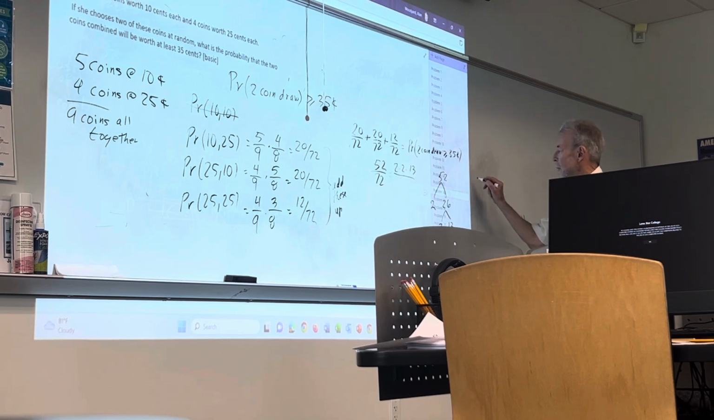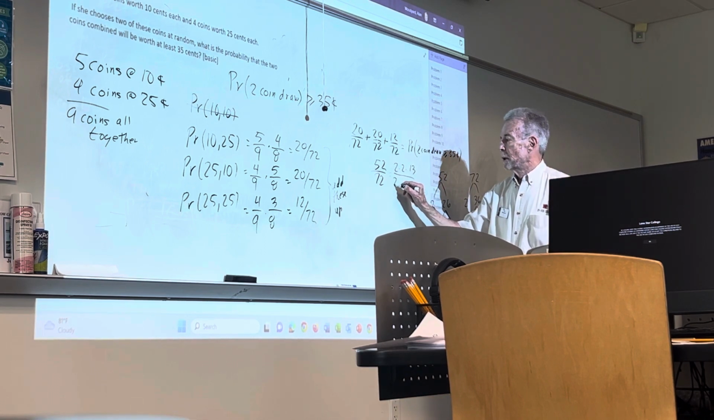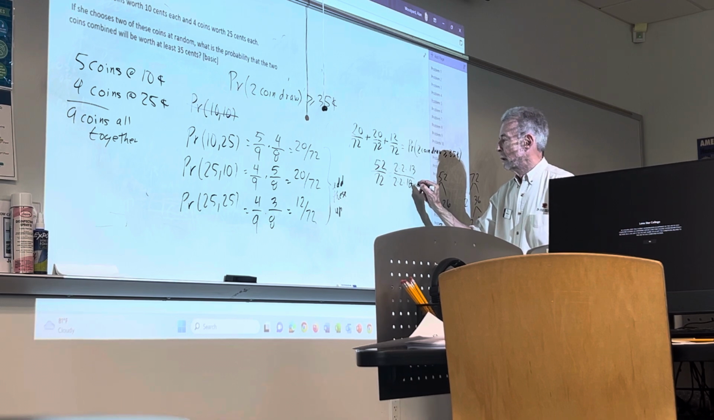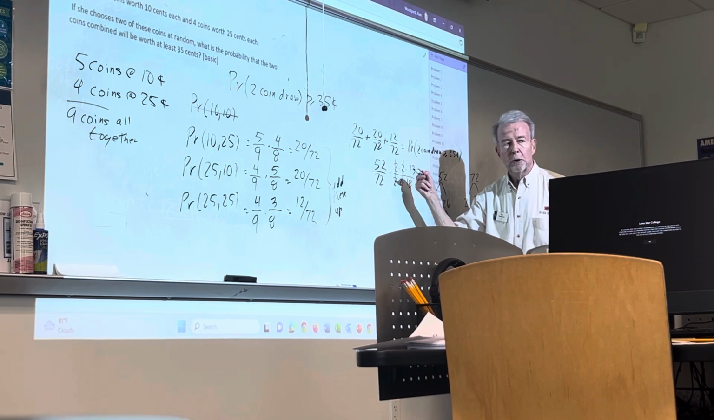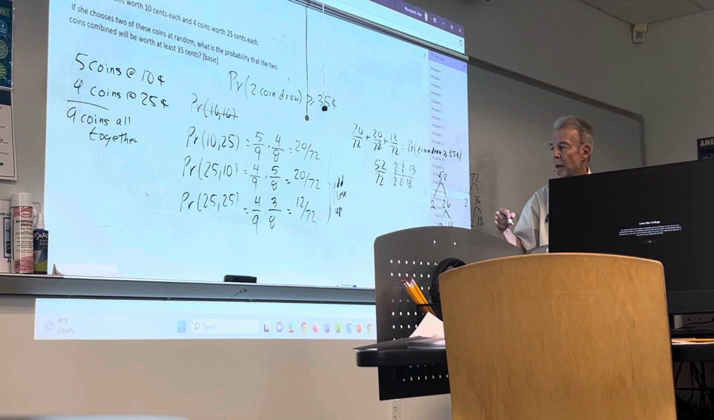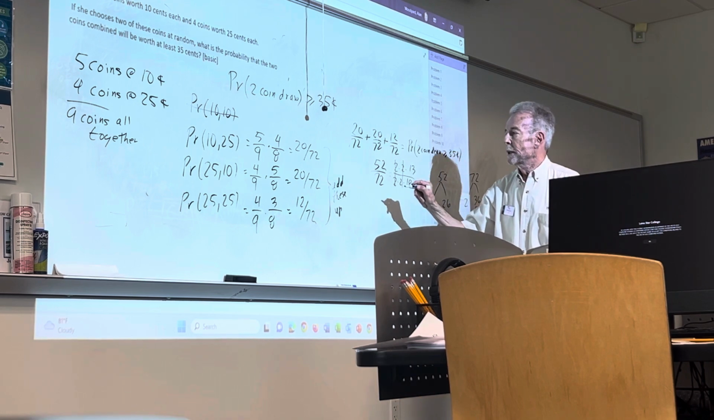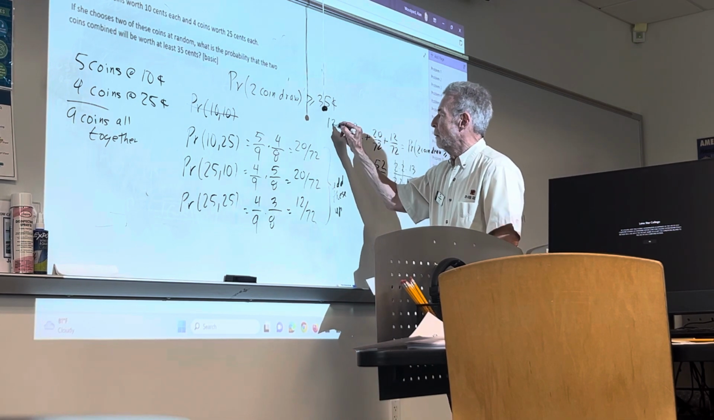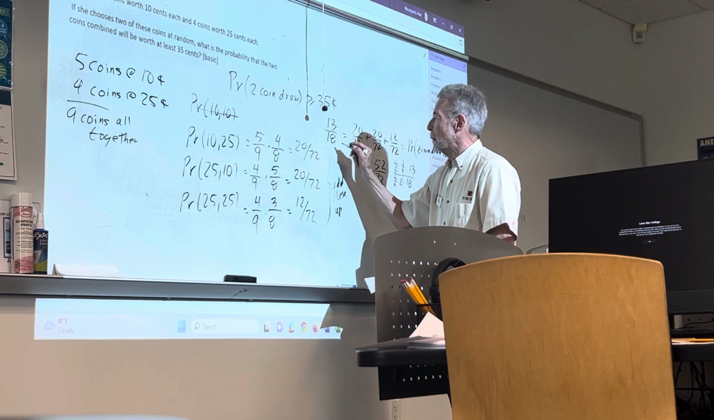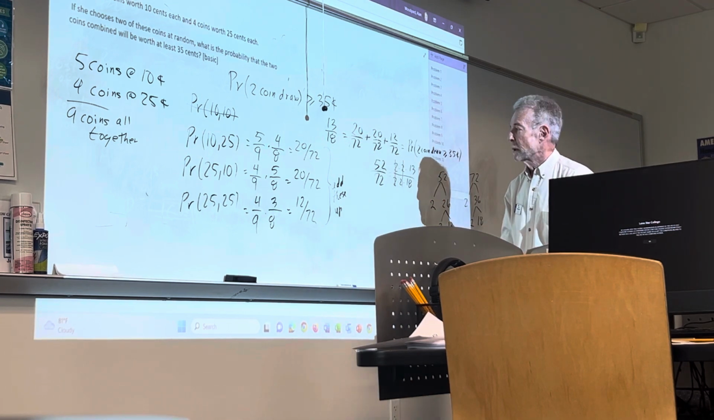And then 72 would be 2 times 36, and 36 is 2 times 18. So it's 2 times 2 times 18. Well, these 2's cancel. Numerator and denominator are the same, so those are just 1. So the answer to this then is 13 over 18. I believe that is the correct answer.